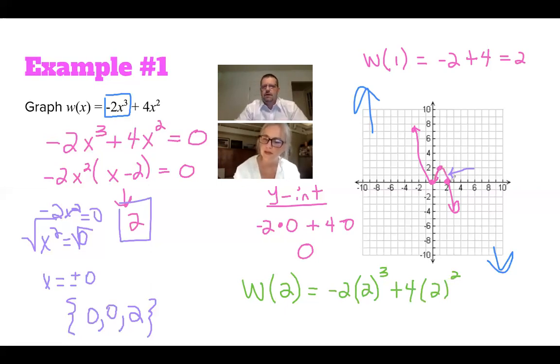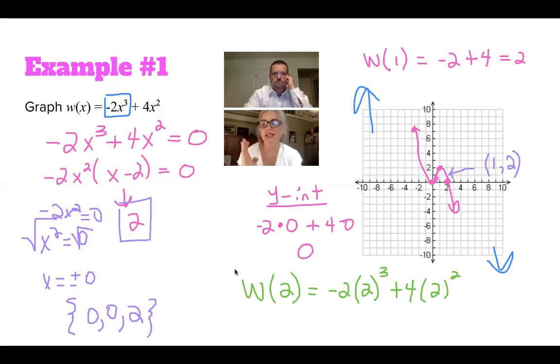Okay. Now, guys, I want to clarify this. That doesn't mean that 1, 2 is for sure our local maximum or relative maximum at that point. That means it's roughly at that spot. We're not guaranteed symmetry of those turning points between the zeros, right? It could be a little to the left or a little to the right of that 1, but we know it's going to be somewhere around the point 1, 2.